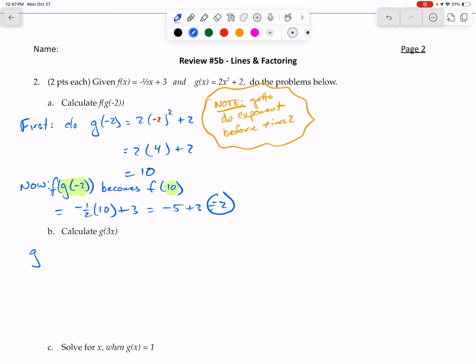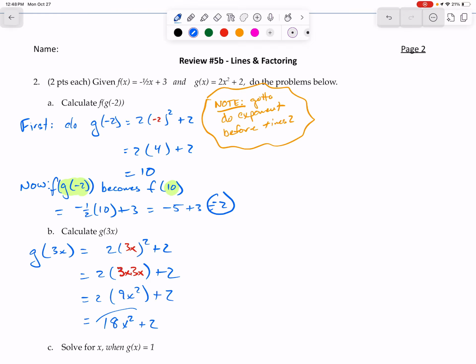g of 3x is where we take 3x and we plug it in place of x. So it'll be 2 times 3x squared plus 2. So 2 times, now I'll do it this way, 3x times 3x like that. Should make it easier to see, but a lot of people had trouble with that. It's 2 times 9x squared plus 2. So 18x squared plus 2, and that's our answer.